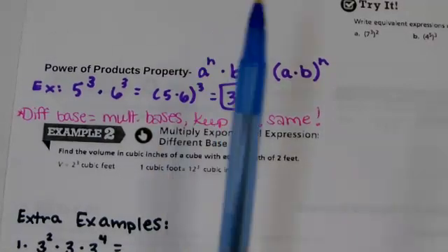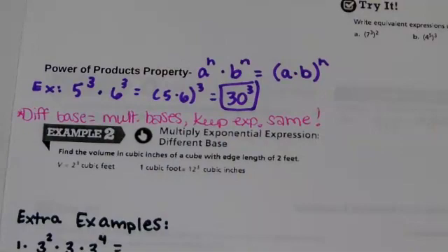Okay, so here's our example for this one. We've got: find the volume in cubic inches of a cube with an edge length of 2 feet.